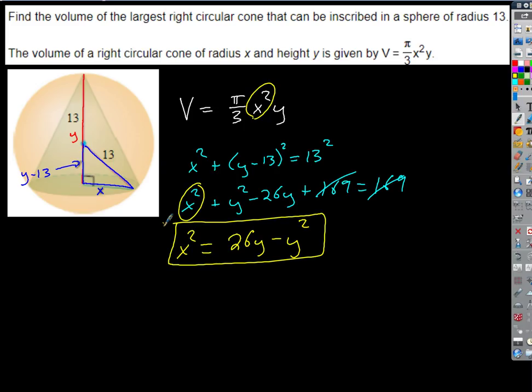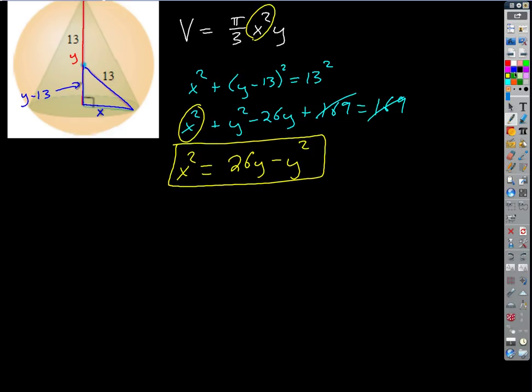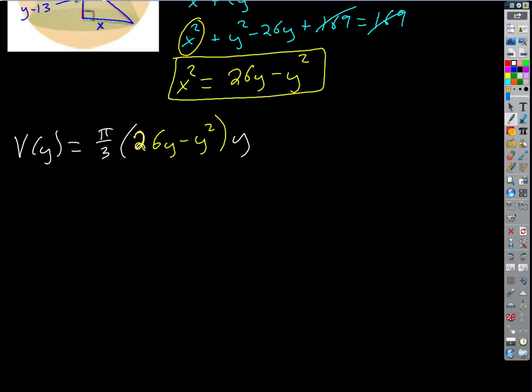Okay, so then if we make our substitution, we now get V as a function of y, because we're going to get rid of the x's, right? So V of y would equal pi thirds times x squared, which is going to be the quantity 26y minus y squared, times y. Okay, so we could make that a polynomial.